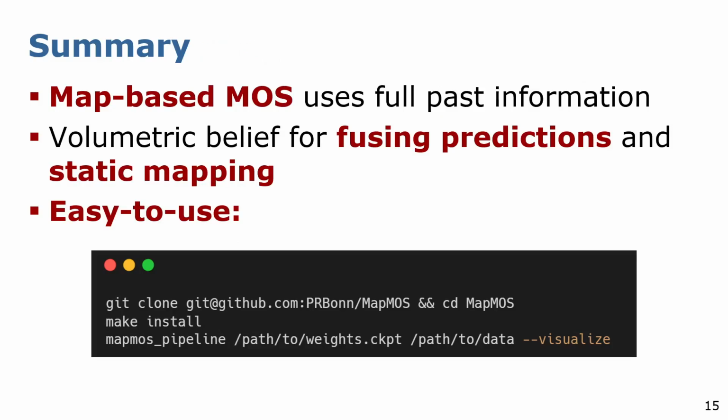To summarize, we proposed a moving object segmentation method that is based on a local map using all past information. We proposed a volumetric belief that allows us to fuse these different predictions and to do static mapping. And finally, our approach is easy to use, so if you have the Minkowski engine installed for the sparse convolutions, you can just git clone our repository, make install, and then run the pipeline using our pre-trained weights, which are available on most common data formats. So binary, PLY, PCD, bag files, and so on. Just try it out.